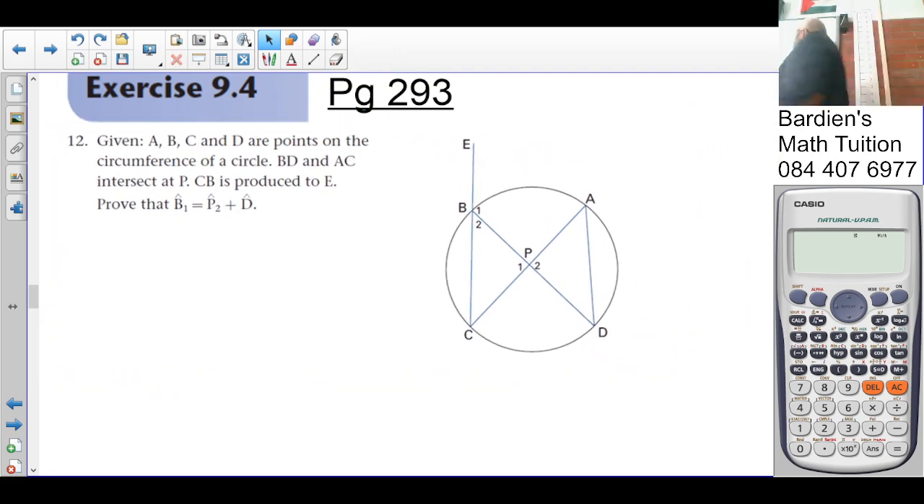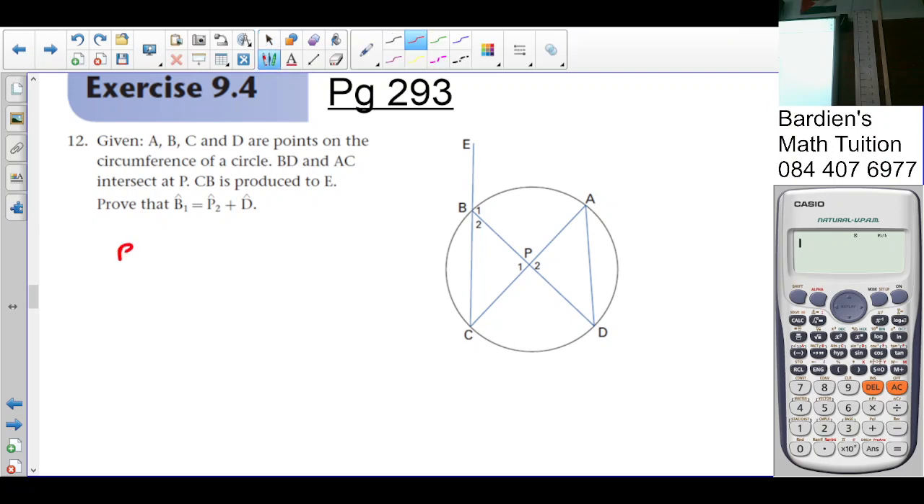In number 12, it says given A, B, C and D are points on the circumference of the circle. Then we are told that BD and AC intersect at P, and CB is produced to E, which means to say extended to E. Prove that B1 is equal to P2 plus angle D. People never would go straight into that. So what is angle B1 equal to?